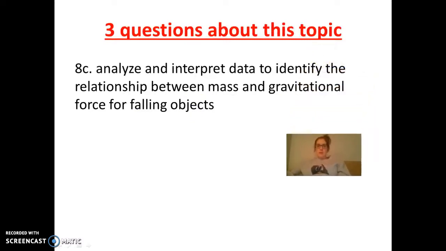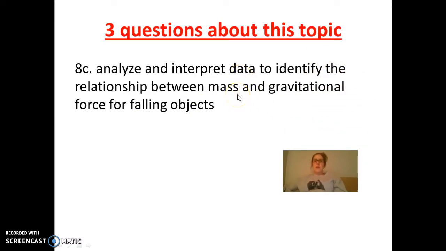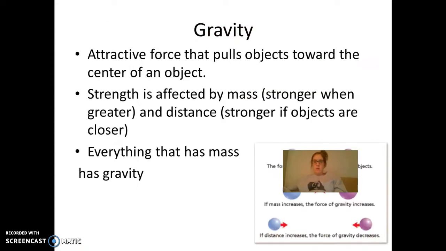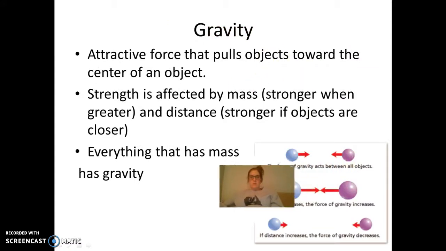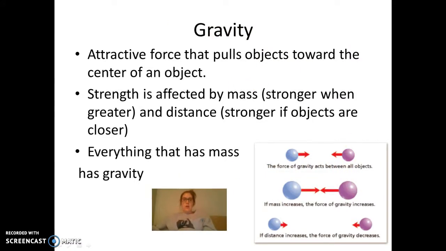Alright, your next topic is going to be looking at data to talk about the relationship between mass and gravity for objects that are falling. Okay, so the first thing we want to talk about is we want to talk a little bit about gravity. And gravity is an attractive force that pulls objects to the center. For us, we say down, which is the center of the Earth.